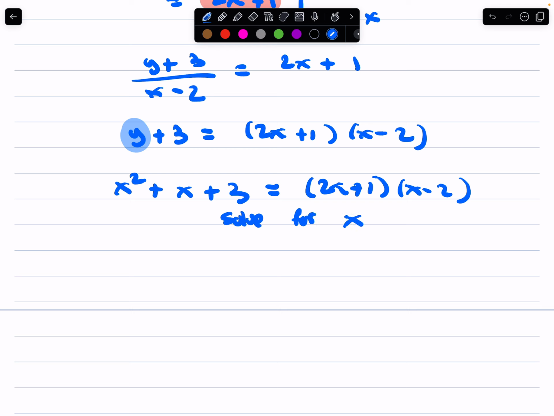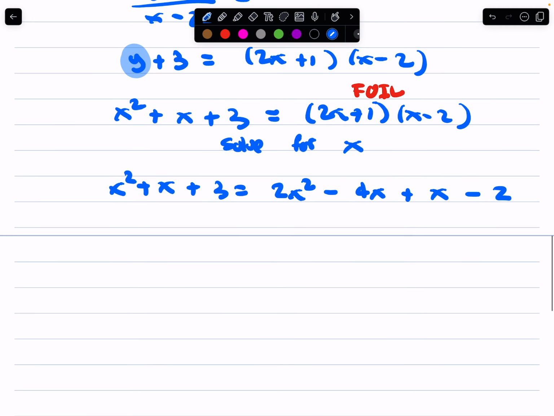You can use beginning algebra to solve this. So when we used to teach beginning algebra, we used to teach how to solve these particular equations. By FOIL here, you get 2x squared, first outer term, minus 4x, inner term, plus x, minus 2. So simplifying the right-hand side, we get 2x squared minus 3x minus 2.